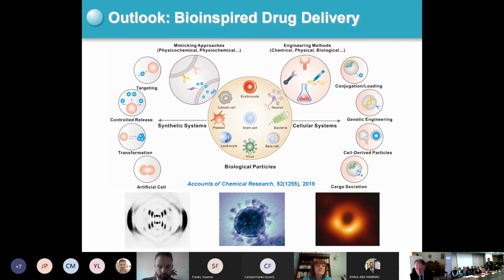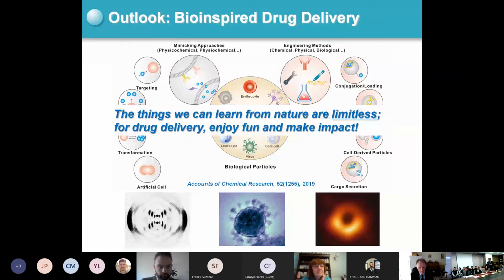Okay, and the second picture is the structure of the virus, and this one actually happened within like 60 to 70 years, based on the invention of the TEM, the transmission electron microscope. And the third picture is the first picture of the black hole. So that means our understanding of ourselves, of nature, of the universe, is actually still quite superficial. So that means we can do many things, especially for drug deliveries, for the bio-inspired drug delivery.